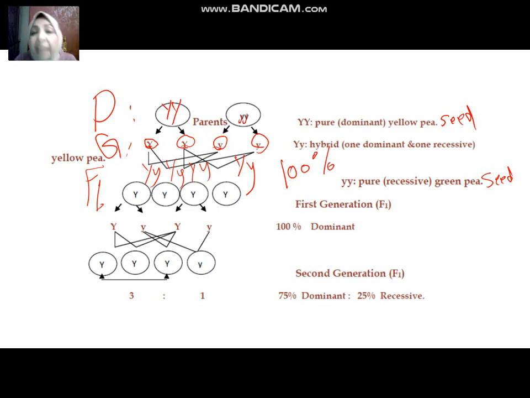Okay, what are the gametes? The new gametes will be Y capital, y small, Y capital, y small, the same, no new gametes. So the individual will be Y capital y small and the other one will be Y capital y small.